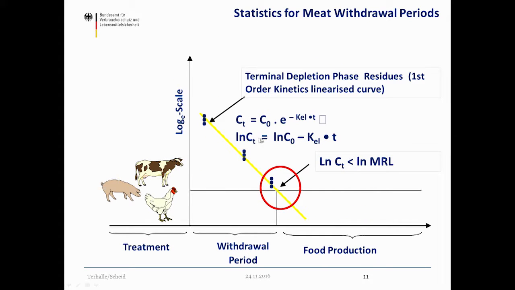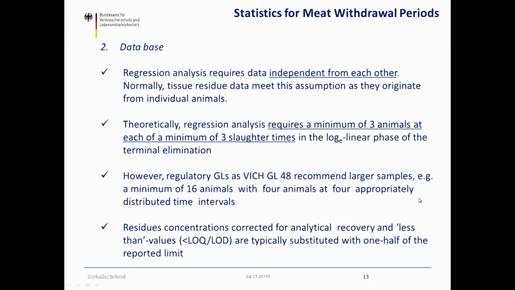When you transform it, you would have this relationship, which is a linear equation. So this is the natural logarithm. You can also use the logarithm with base 10. Whatever you do, you get the same result. So you have the treatment, withdrawal time, and food production period.